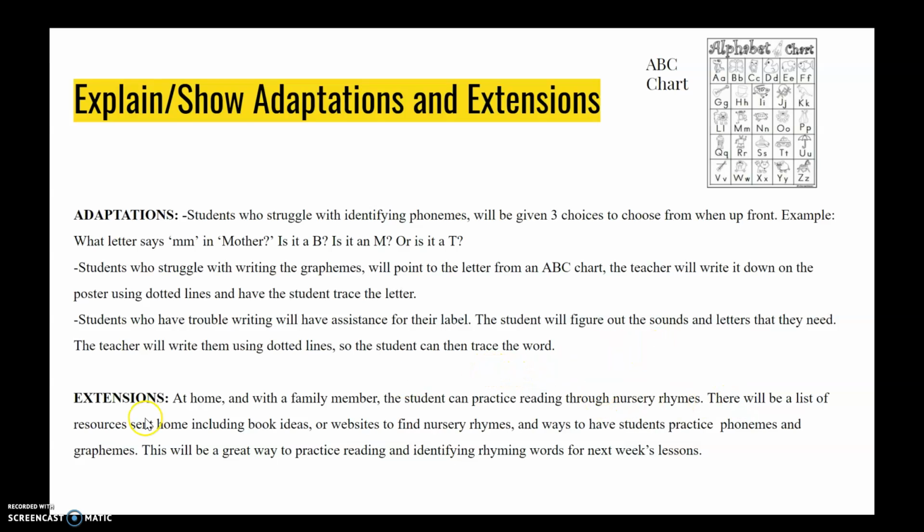And then extensions for at home with family members. Practice reading through the other nursery rhymes. And I will send home a sheet, and that's on the next page, of book ideas, websites, videos, ways that students can practice at home, and then they can do the phonemes and graphemes. I said this would also be a great idea because we're going to be talking about rhyming, and nursery rhymes are known for that, so that would be awesome.